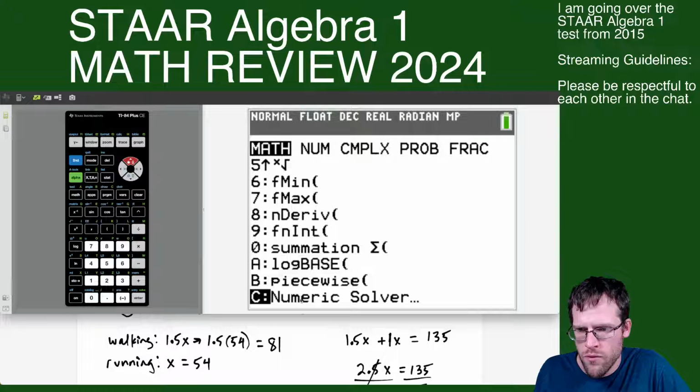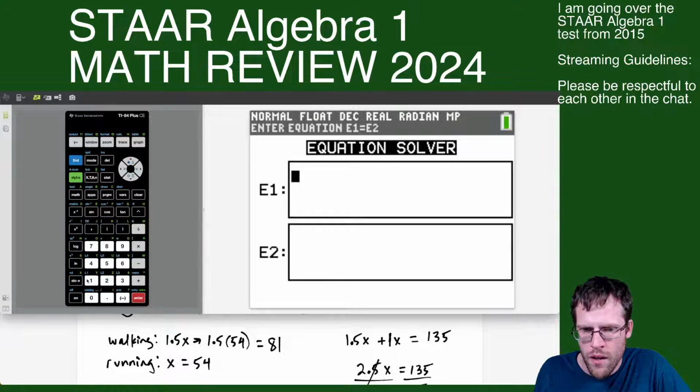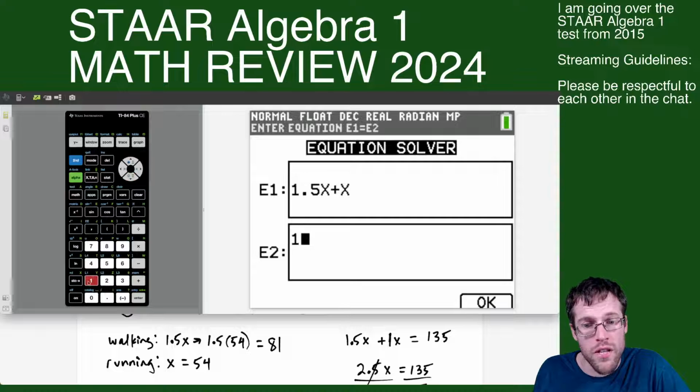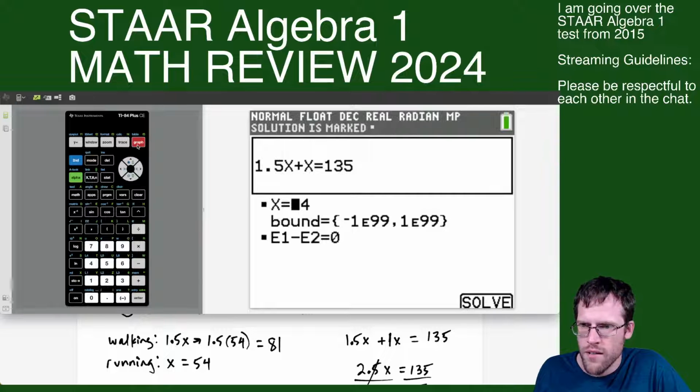Math, numeric solver. 1.5x plus x. This works for linear equations, okay? Don't do this for quadratic. This works for linear. So enter, okay, and then solve. X is 54. All right, so.